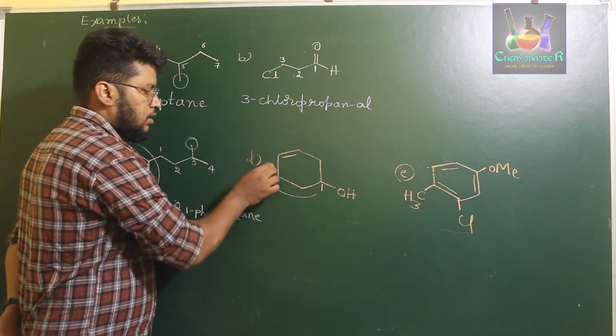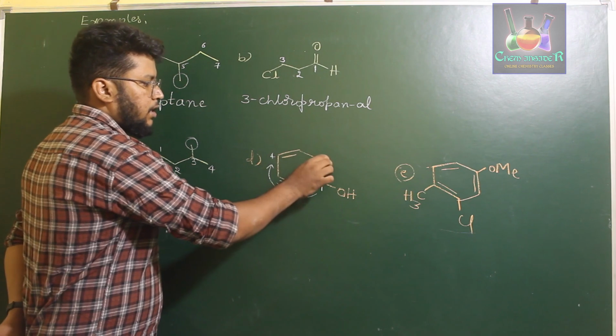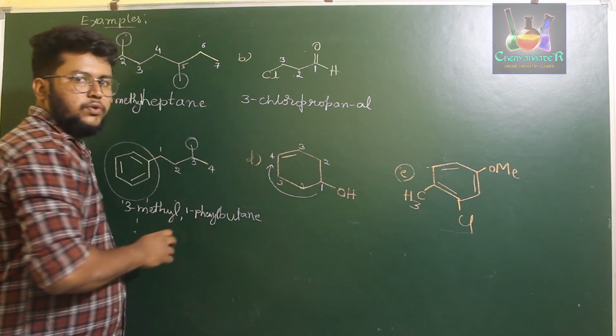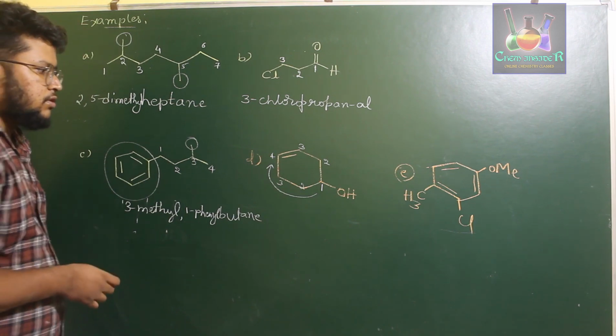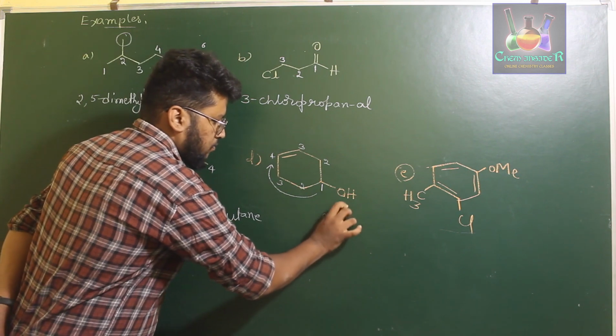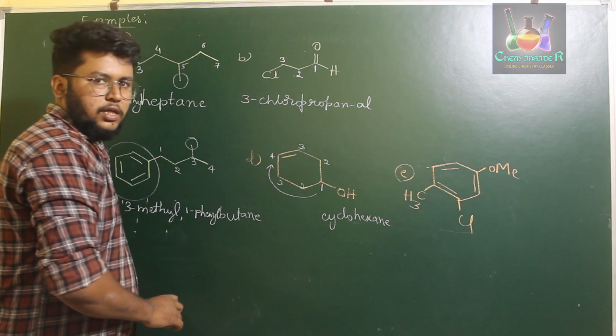If you come across in this way, we have 1, 2, 3, 4. If you come in that direction, 2, 3. So now the best suited double bond is at the third position. So the name of this particular compound is cyclohexane. First the compound name is cyclohexane.